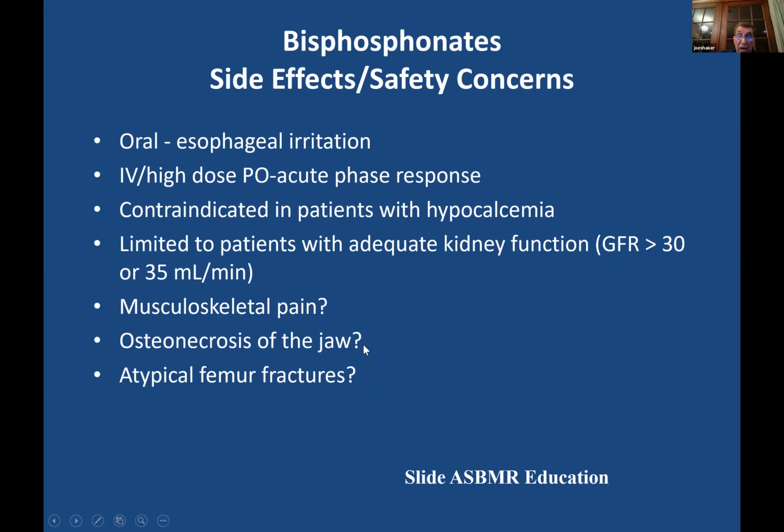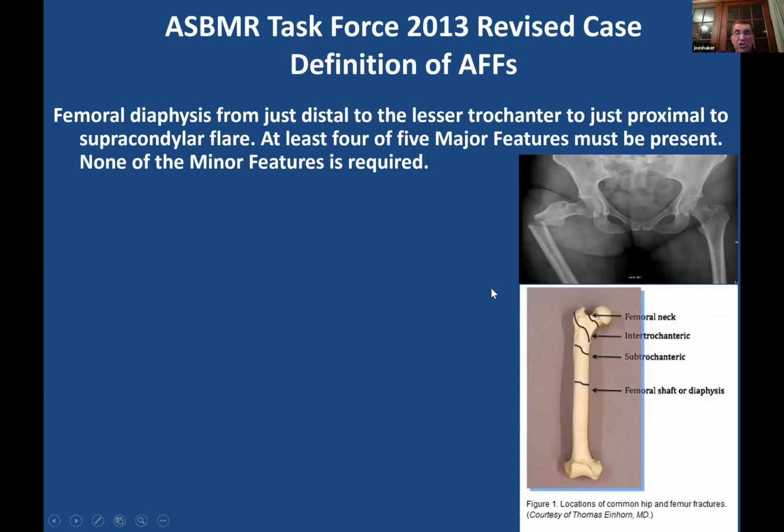ONJ is real, but rare. In the osteoporosis doses, somewhere between 1 in 1,000 and 1 in 10,000. And then the atypical femur fractures, I want to mention that because that is real and it's something patients worry about. So these fractures occur from here to here.